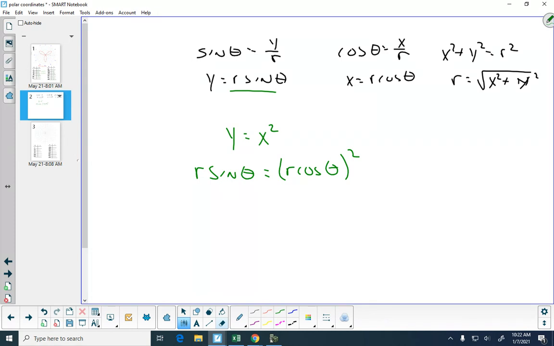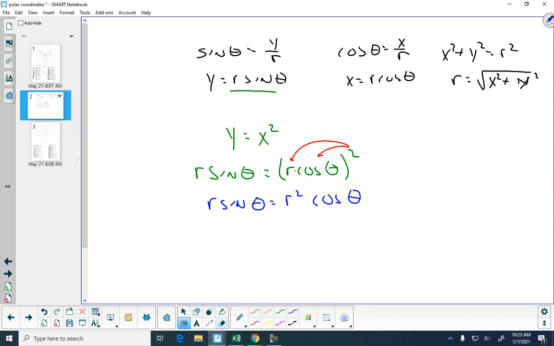Here we have multiplication between the r and the cosine of theta, so we're using our properties of exponents. We have r sine of theta is equal to r squared cosine of theta. Now, typically, as we talked about before, when you're dealing with polar coordinates, you want to have a final solution in an equation in r equals or r squared is equal to.